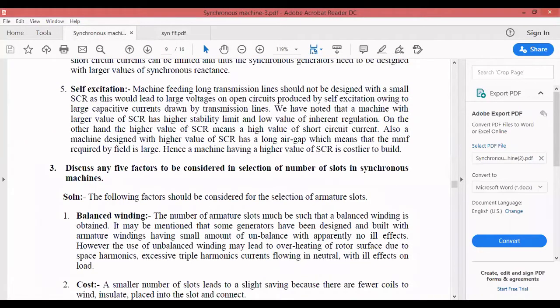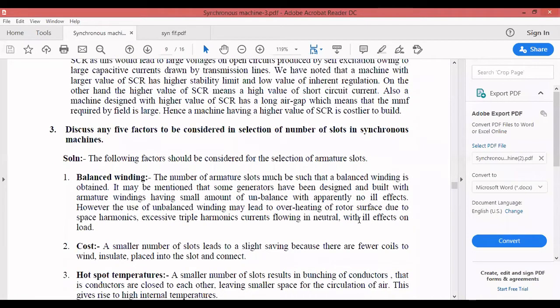Discuss any five factors to be considered in selection of number of slots in a synchronous machine. I think we have gone through selection of number of slots already. So what are the factors to be considered? Whether I go for a higher number of slots or a lower number of slots. This is a normal question that appears in this module.